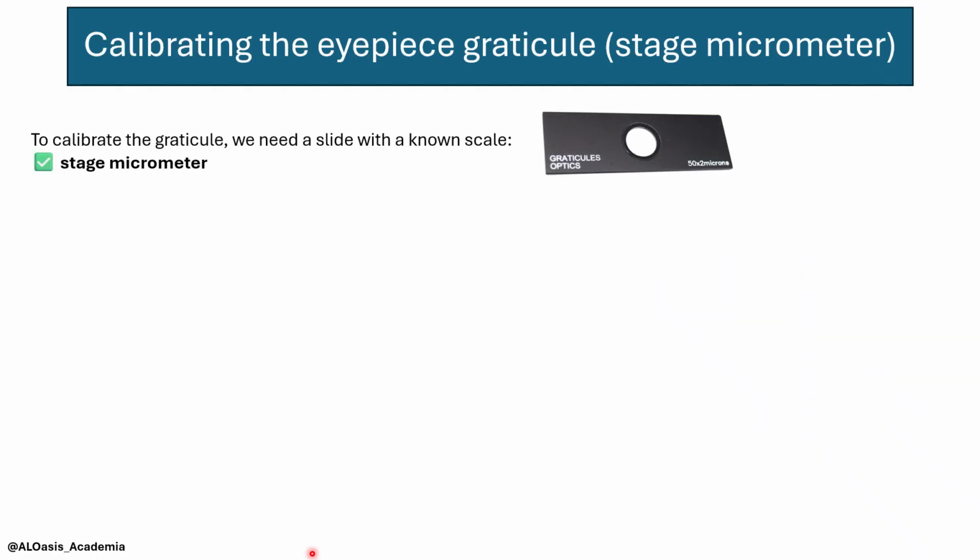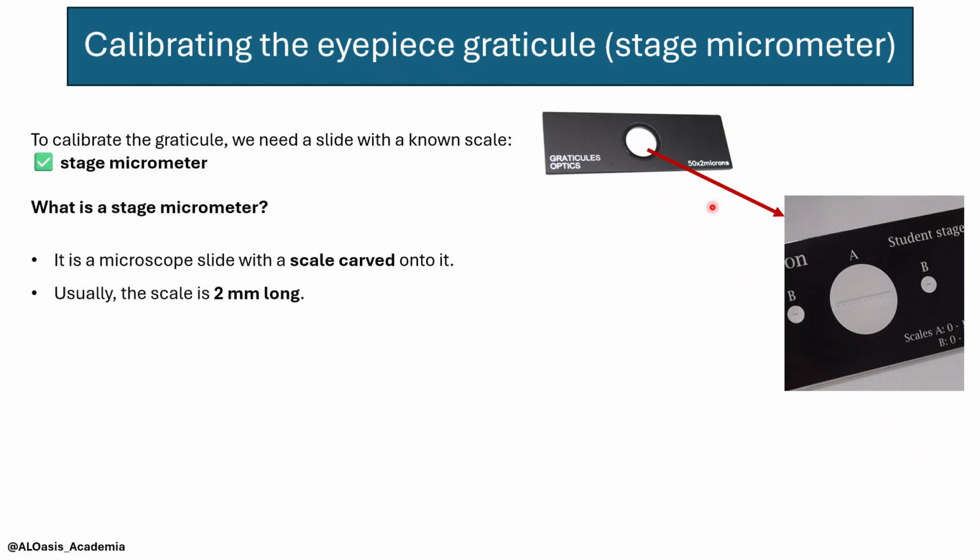Okay, so now let's learn how we can calibrate the eyepiece graticle, and that's going to be done using a microscopic slide. It's called a stage micrometer. It looks like that. So what is a stage micrometer?